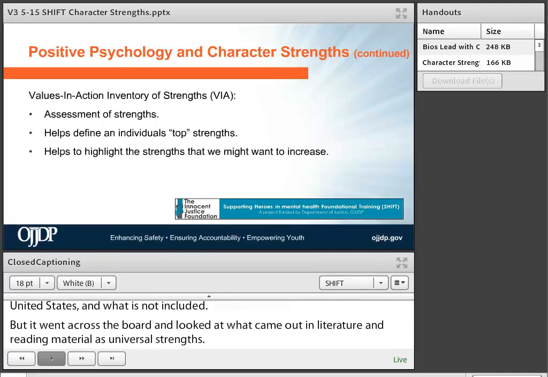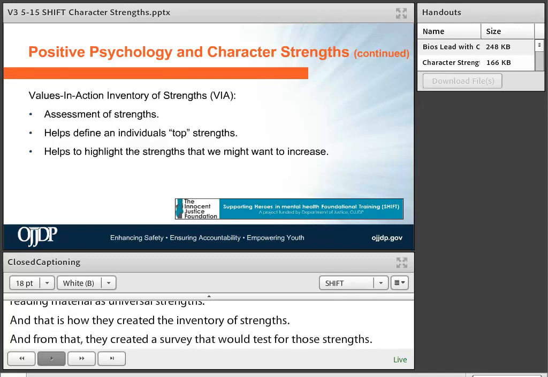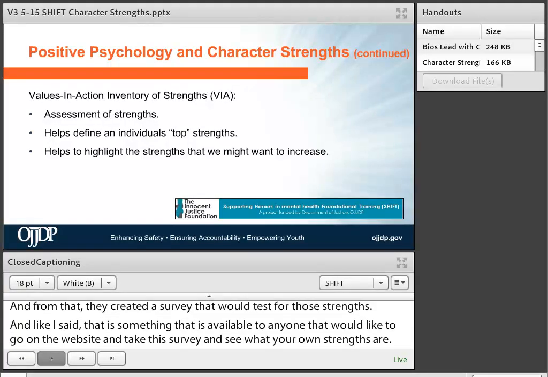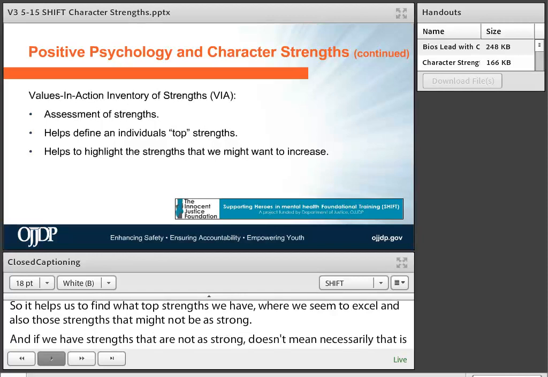And then from that, they created a survey that would test for those strengths, and like I said, that's available to anyone who would like to go on the website and take this survey and see what their own strengths are. It helps us define what top strengths we have, where we seem to excel, and also those strengths that might not be as strong. If we have strengths that aren't as strong, it doesn't necessarily mean that's a bad thing. It just means that might be an area in our life where we want to increase that strength or practice that strength.